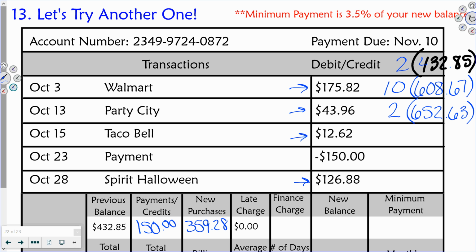All right. Taco Bell. I was really hungry. I spent $12.62 at Taco Bell. $665.25. So we added that on. All right. How many days did it sit there? What day did it change? 15th, 16th, 17th, 18th, 19th, 20th, 21st, 22nd, not the 23rd, right? So 8 days.